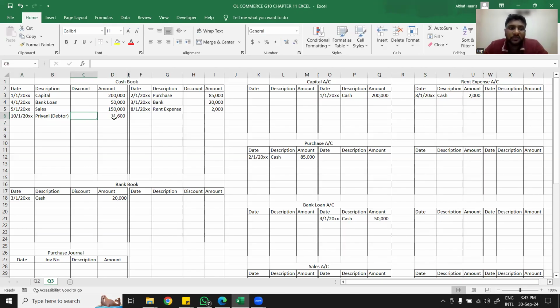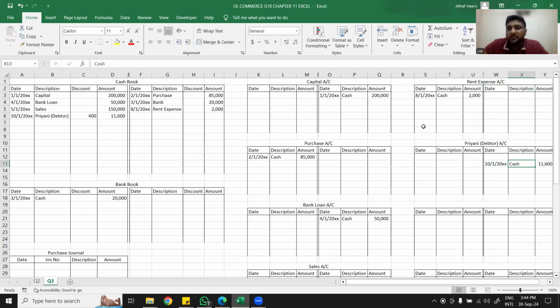11,600. Discount 400. Priyani, debtor. 11,600. Cash debit, Priyani credit.